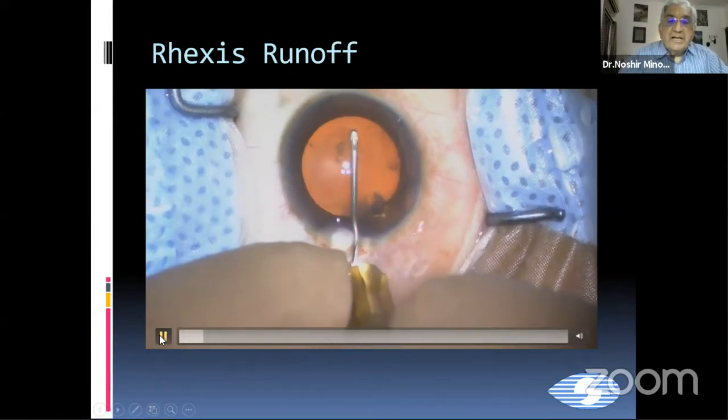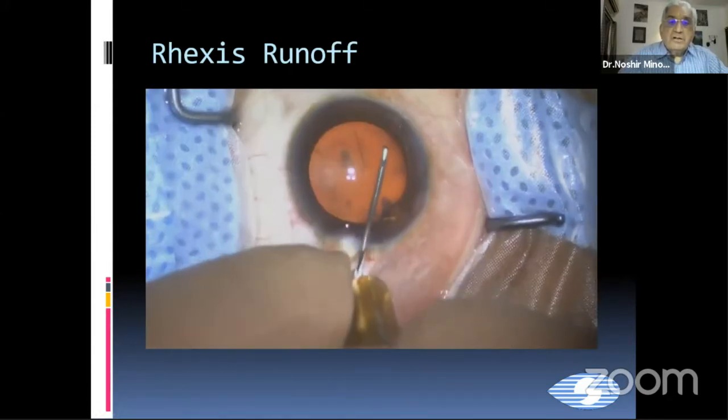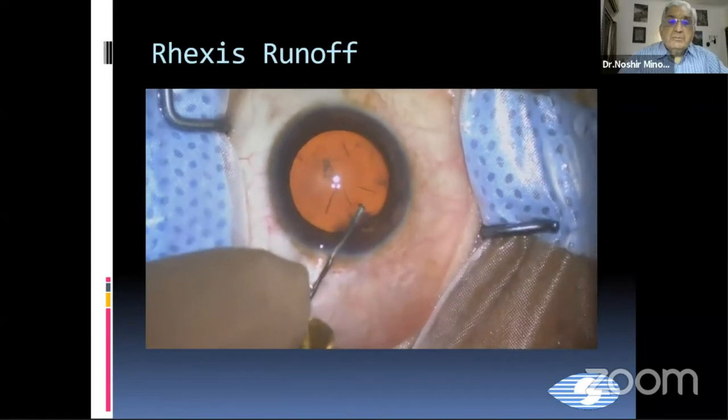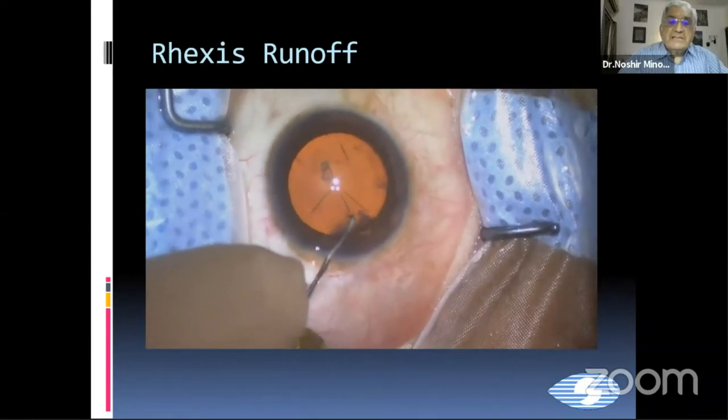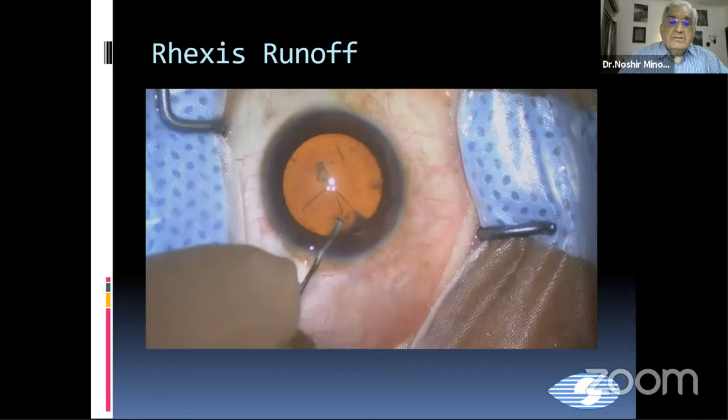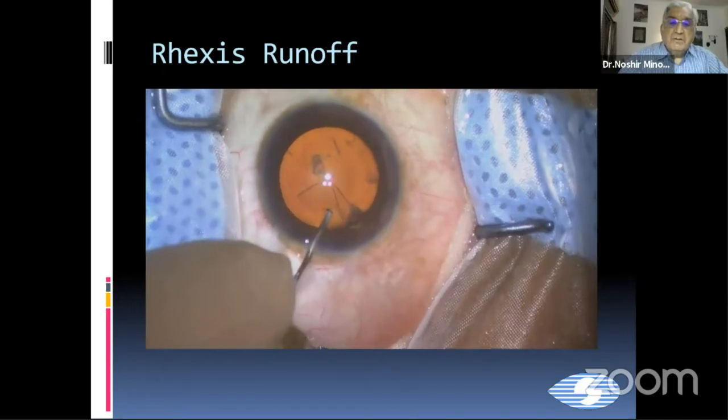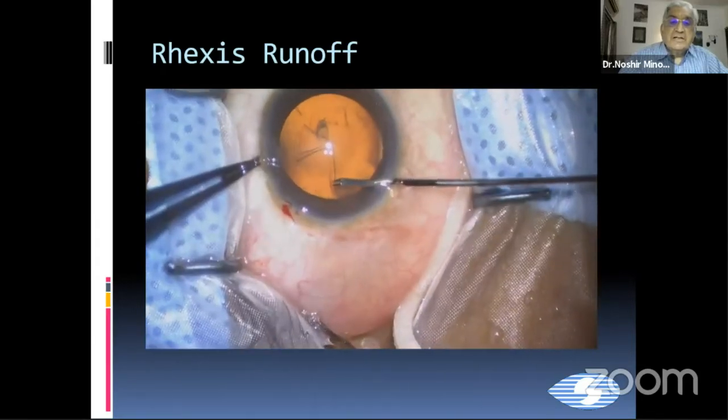Now, this is a rhexis trying to run off. You can see that you brought the rhexis nicely up to this place, and now it's trying to run off to the periphery. Now, how do we get it back to the center?